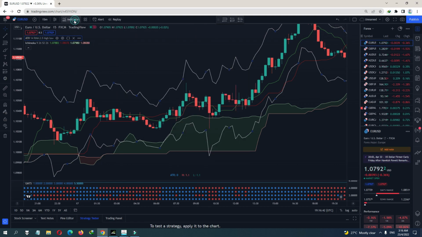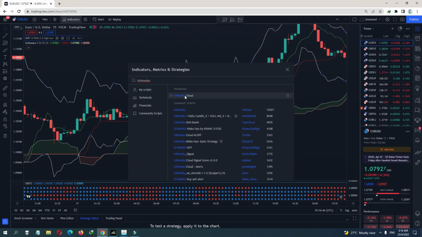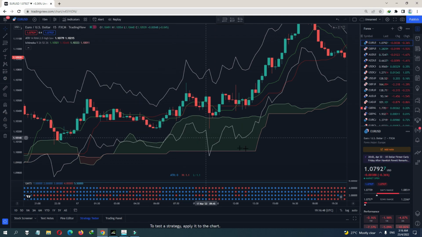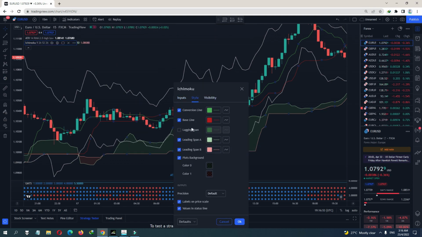And then you need Ichimoku, just the default one, with default settings. You untick the lagging span and you change the color to green.